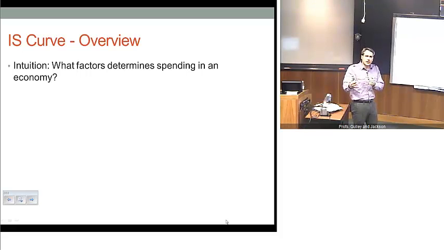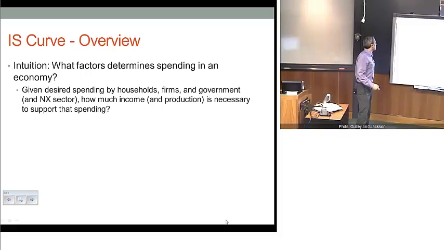So the basic intuition behind the IS curve is the idea that there's going to be an equivalency between the amount of goods that people want to buy and the amount of output that's actually produced. So there's a balance between those two. Given the desired spending by households, by firms, by government, and we can also throw in the net export sector as well, how much income and production is necessary in order to balance those two out.